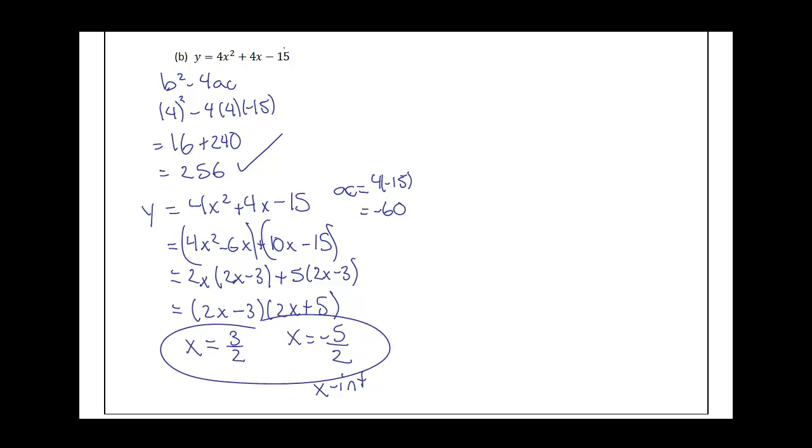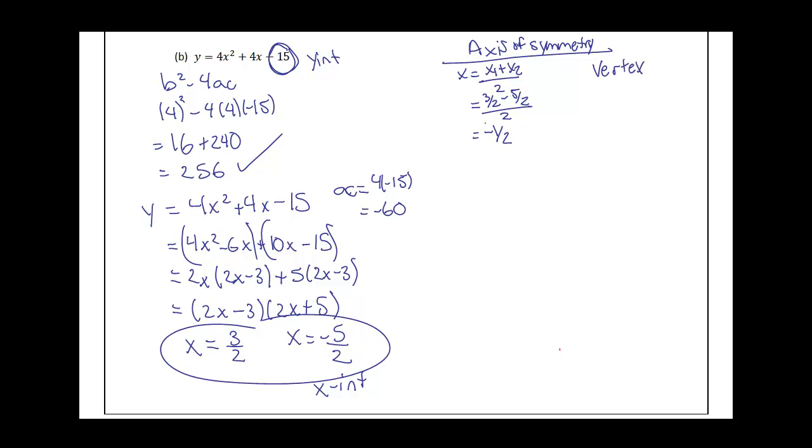We also found our y-intercept just by looking at our original equation. Remember, our c constant is our y-intercept of negative 15. We can also find our axis of symmetry, which will give us our vertex. Now remember that our axis of symmetry is the mean of our x-intercepts. So it's going to be x1 plus x2 divided by 2, which gives us 3/2 minus 5/2 divided by 2, which equals negative 1/2. So now our vertex has an x value of negative 1/2.